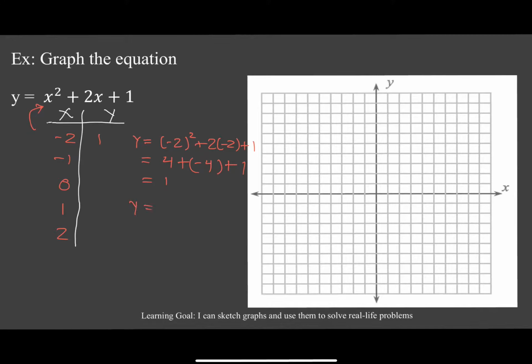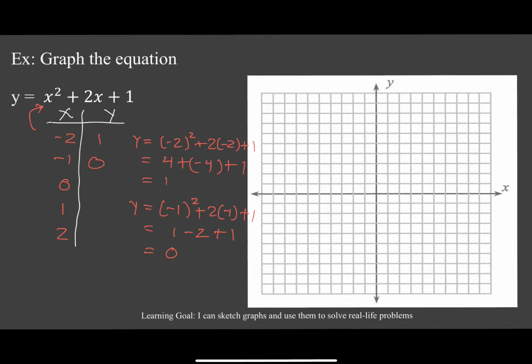Likewise, for x is equal to -1, I'm going to plug that in and simplify that out. -1 squared is 1. 2 times -1 is -2. And then plus 1. Here I have 1 minus 2 plus 1. So we're going to end up with a value of 0.